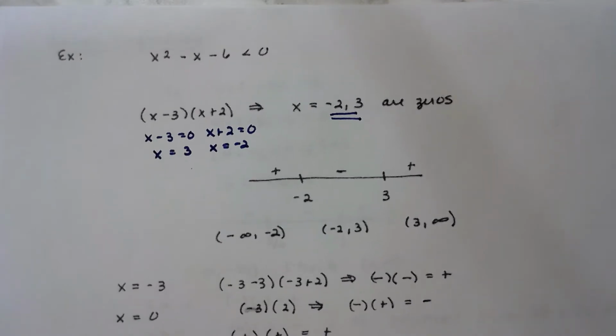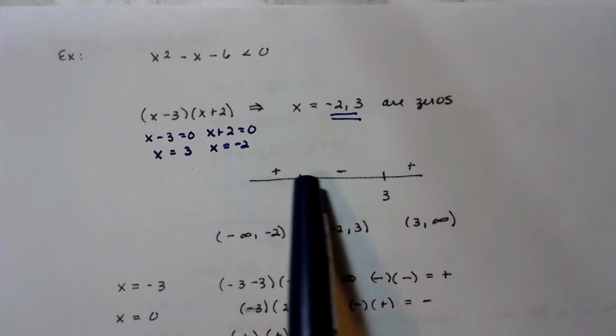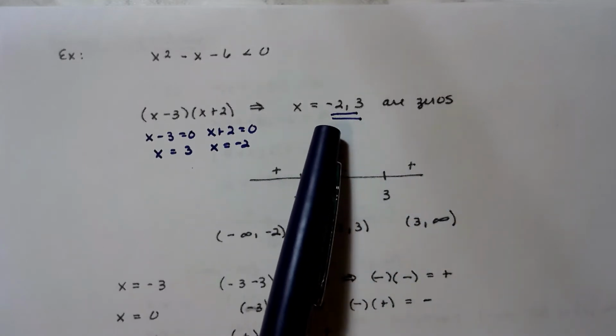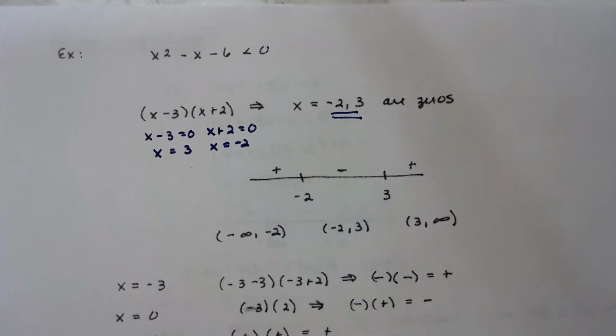Okay. Once you have the zeros or the key numbers, just draw a number line and put them in ascending order. So negative 2 and then 3. So just like that. Okay.